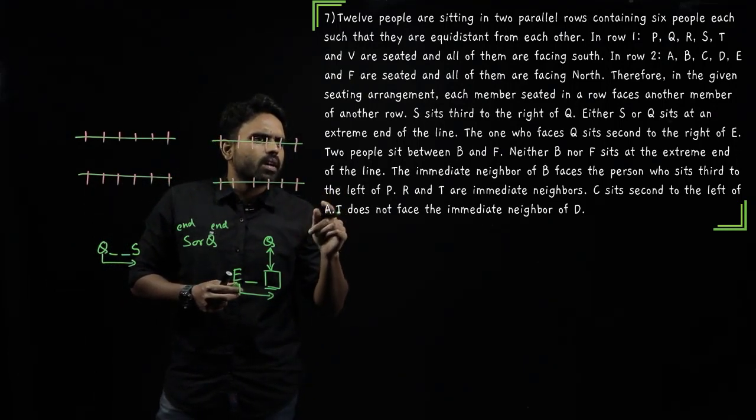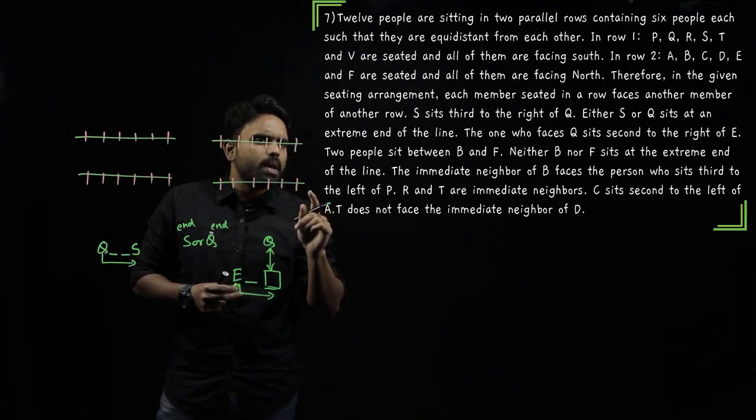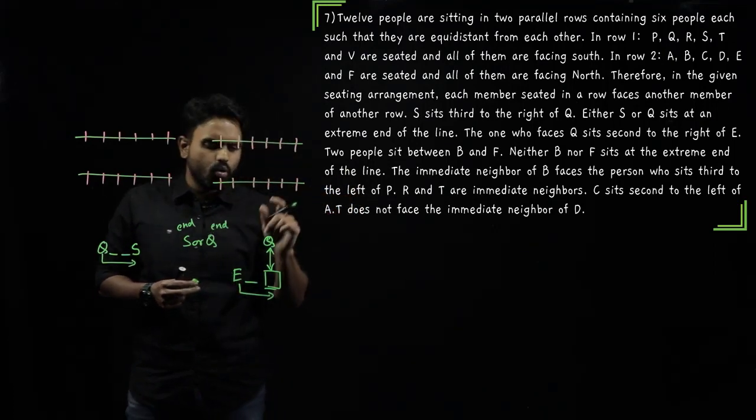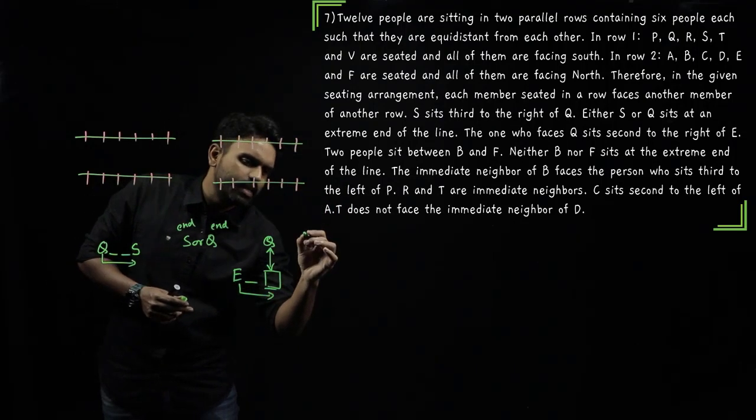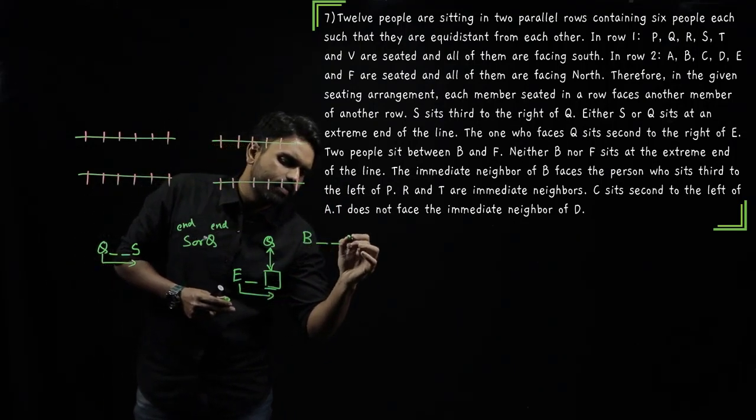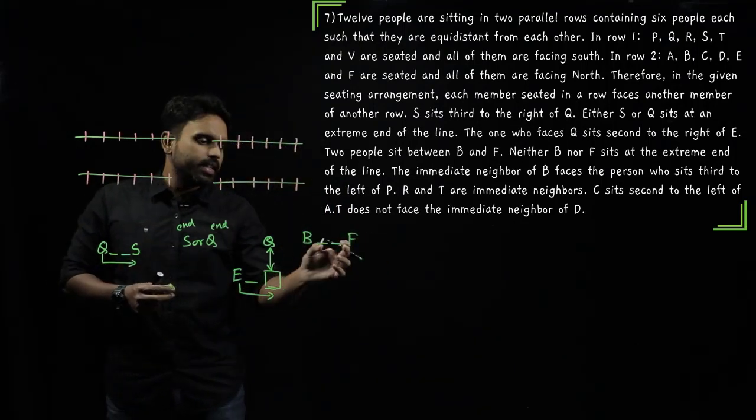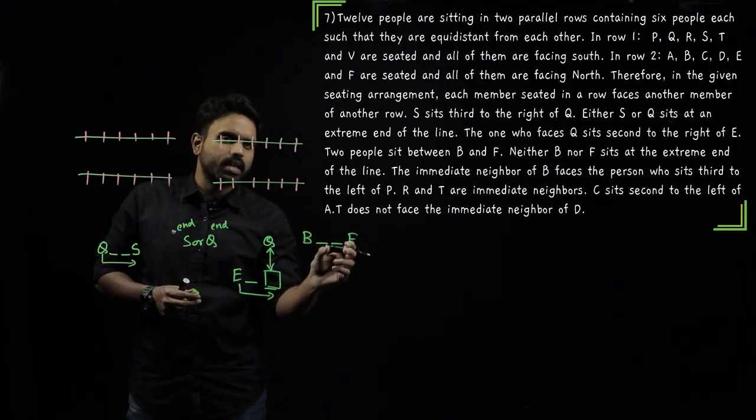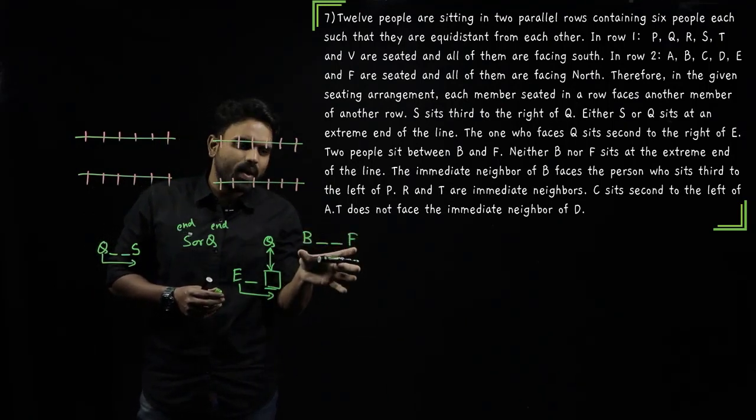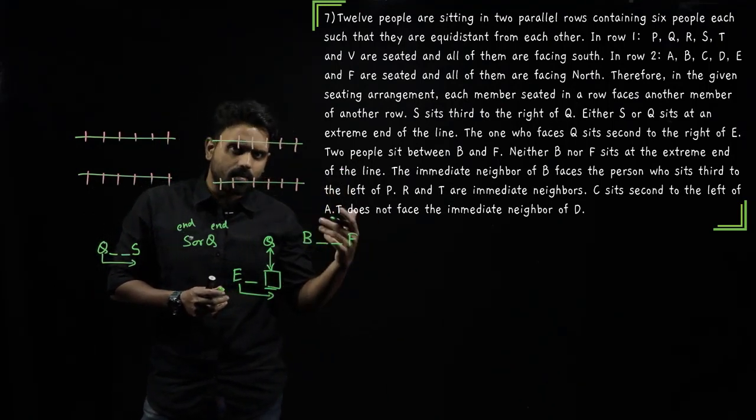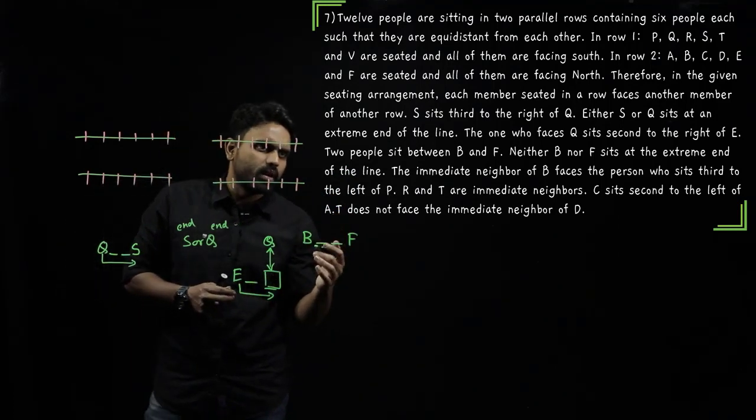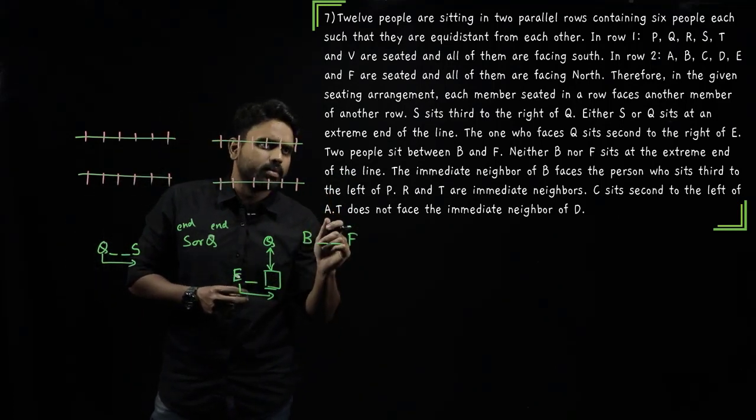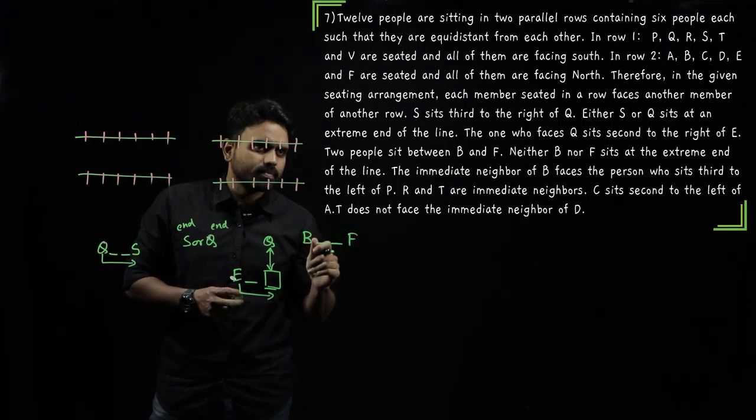The next statement is: if two people sit between B and F, these two people can be on this side or this side. I have written it the way the statement is given, and we will see in the time to come with other statements how well it can be narrowed down.